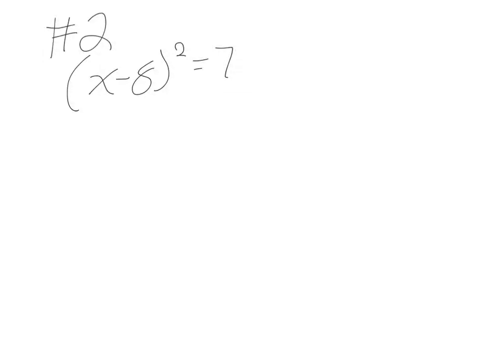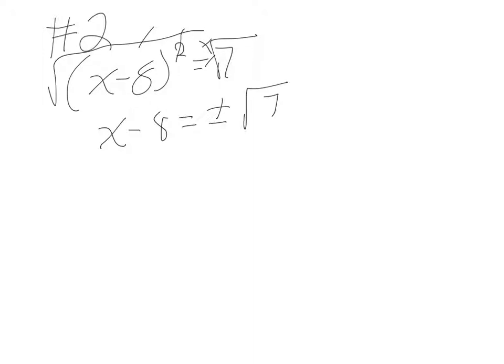Question 2, (x minus 8) squared equals 7. To solve this, we'll take the square root of both sides, but when we take the square root of 7, we have to remember that we take plus or minus the square root of 7. We do that so that the square on (x minus 8) squared gets canceled out. So we're left with x minus 8 equals plus or minus the square root of 7.